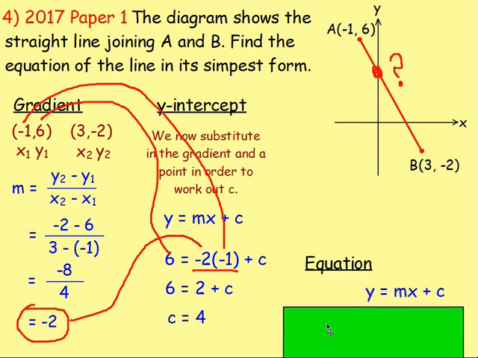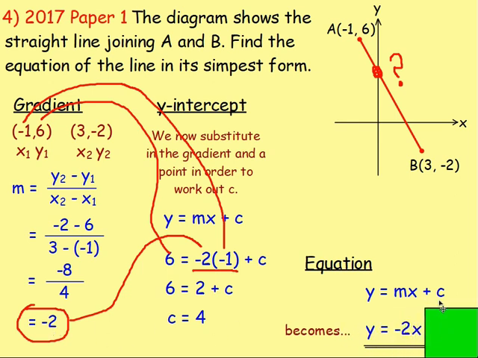From that then, our equation y equals mx plus c becomes... You would have y equals m, as the gradient is negative 2, so you'd have negative 2x, and c is your y-intercept. It's a positive 4, so you'll have plus 4. Well done!